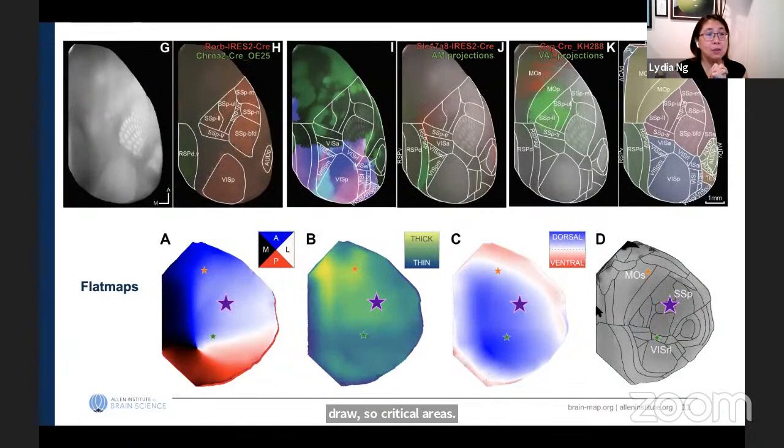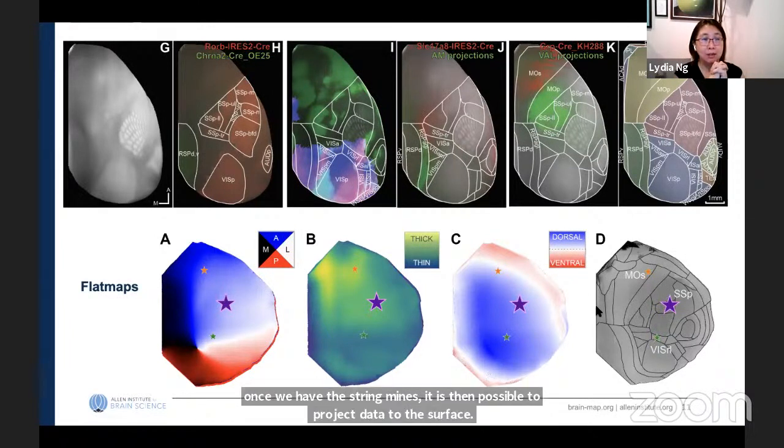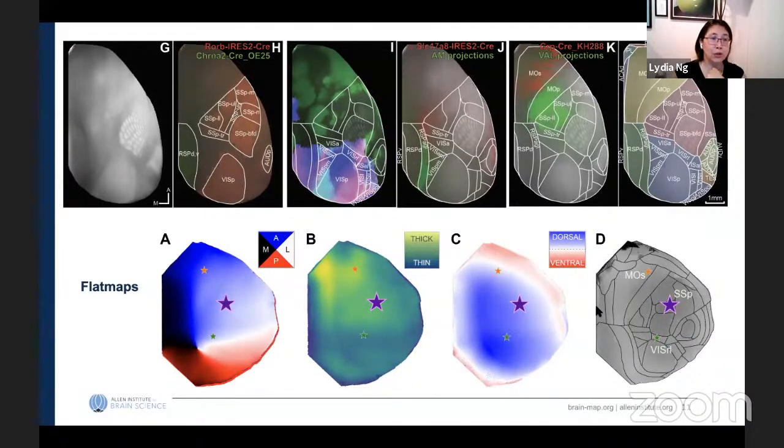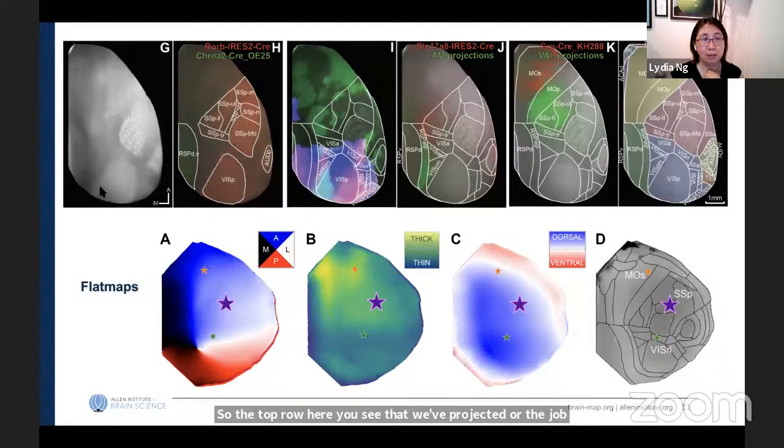Once we have these streamlines, it is then possible to project data to the surface, making it easier for our anatomy team to see all the information in a single 2D view. In the top row here, you see that we've projected just the average intensity from the template. And on the template alone, you see all the hallmarks of the primary cortical areas: the triangular shape of the visual cortex, the barrel field and other domains of the somatosensory cortex, and also highlighting the auditory cortex.